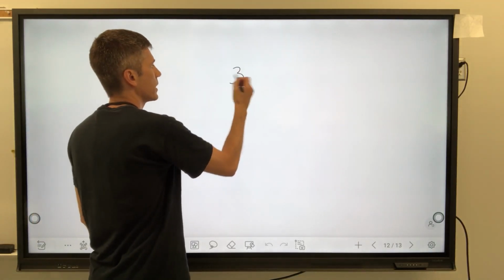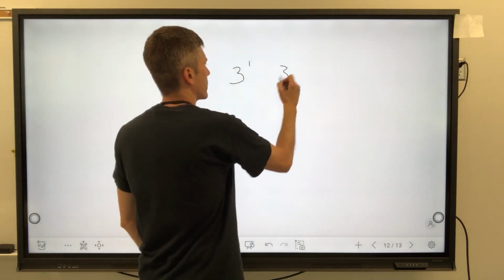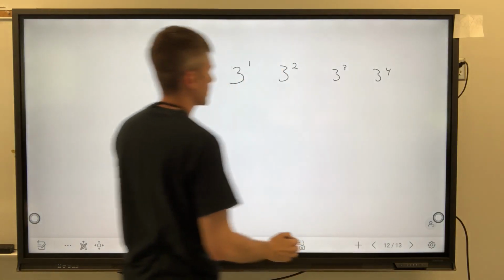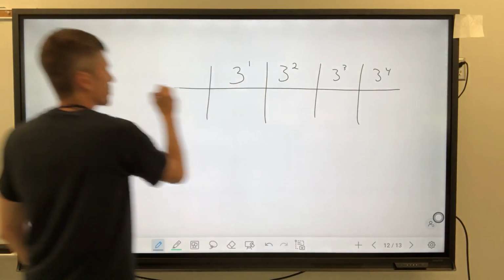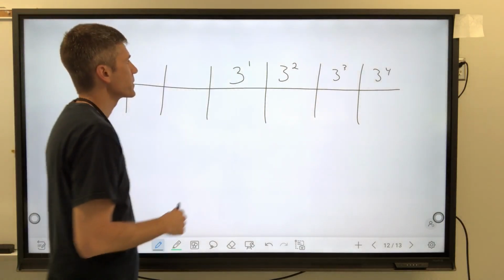Let's go 3, and we're going to raise it to the 1 power. And then we're going to do 3 to the 2nd power, and then 3 to the 3rd power, and then 3 to the 4th power. And I think we'll just do it like that. So let's make a chart. You can write this or not. You can just stare with your mouth wide open and say, man, this is amazing. And then it'll make sense, okay?